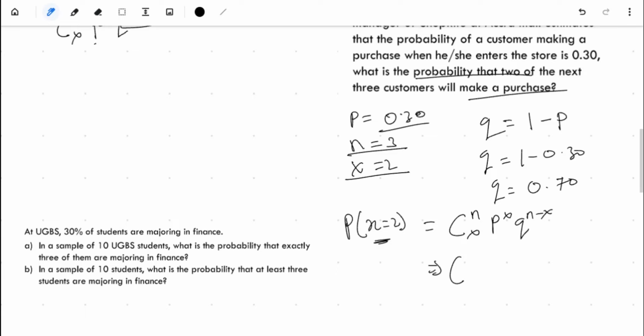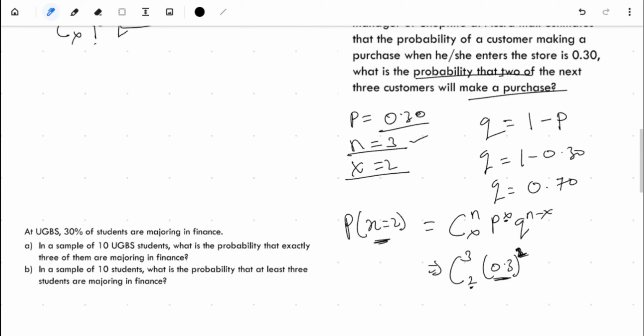So what's our n? Our n is 3. Our x is 2. And then our probability that the customers will buy is 0.3. So we have 0.3 here, exponent x, which is 2. So that's the probability of success, and we are saying 2 buy, so 2, right?